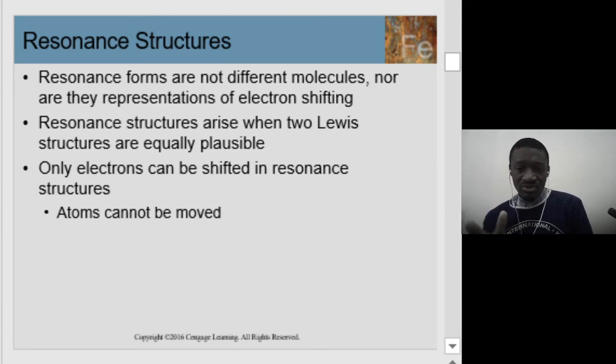So resonant structures arise when two Lewis structures are equally possible. So only electrons can shift in resonant structures. As I said earlier, it's only electrons, not compounds. Atoms cannot be moved. You don't move atoms. And if you feel like moving an atom, tell yourself, no, we don't move atoms, we only move electrons. So that's what resonance is.